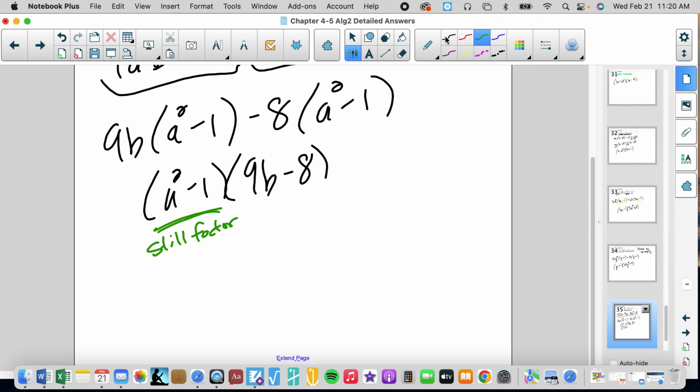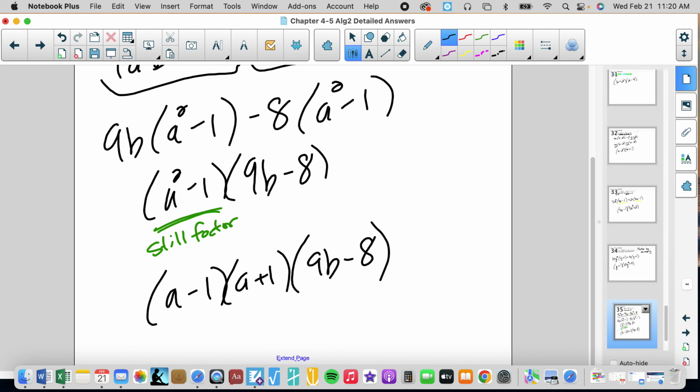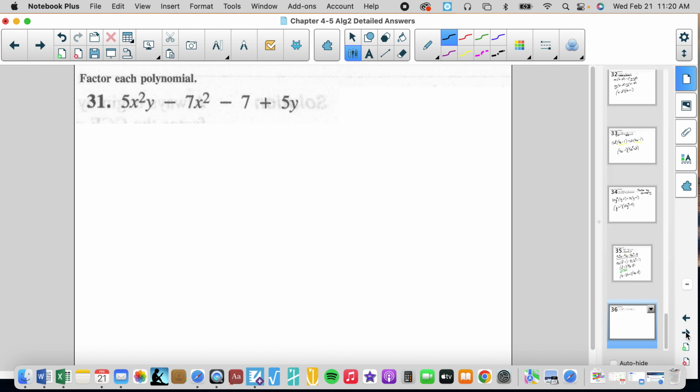And they're going to be tricky. That is the difference of squares. So they produce conjugates. 9b minus 8. That's the tricky one.